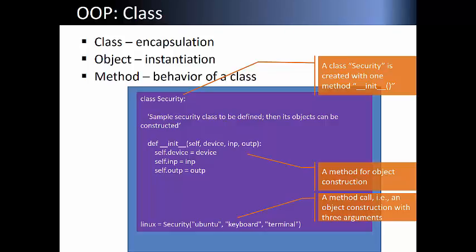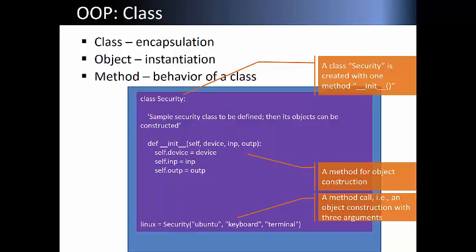But if your Python programs become complicated, then they should have object orientation. So I'm going to give you quick information about object orientation. Okay. When you say object orientation, then we have class, object, and method. Class, object, and method.